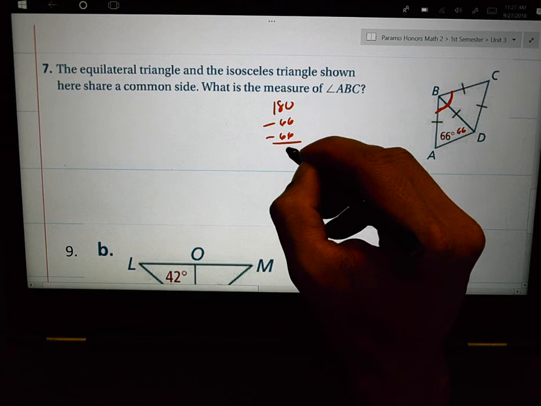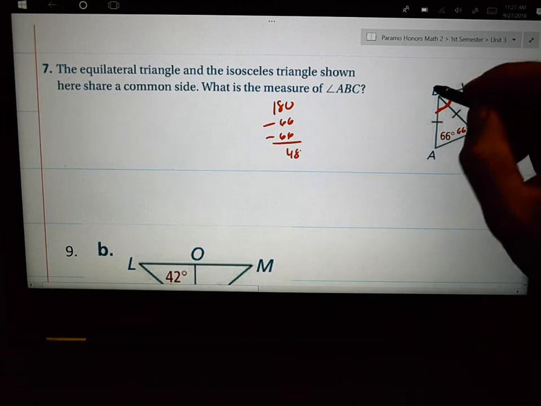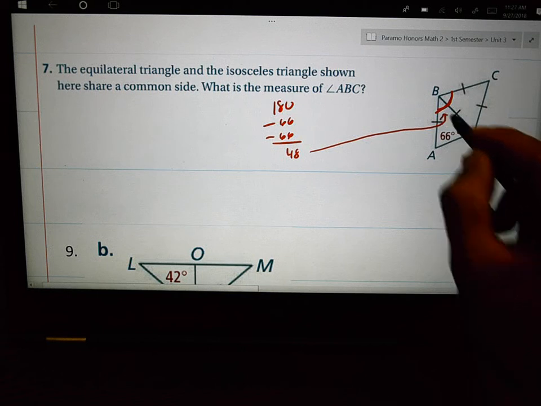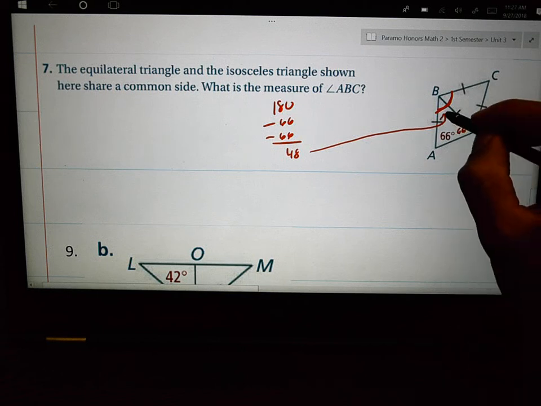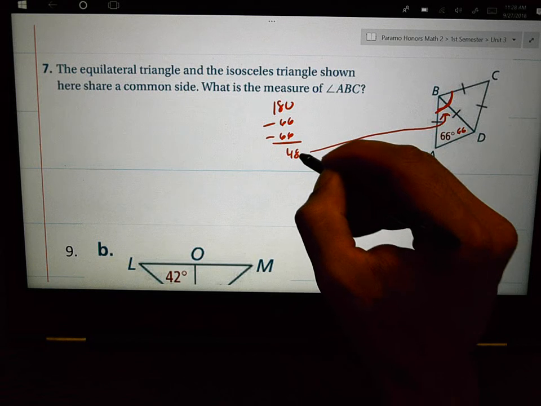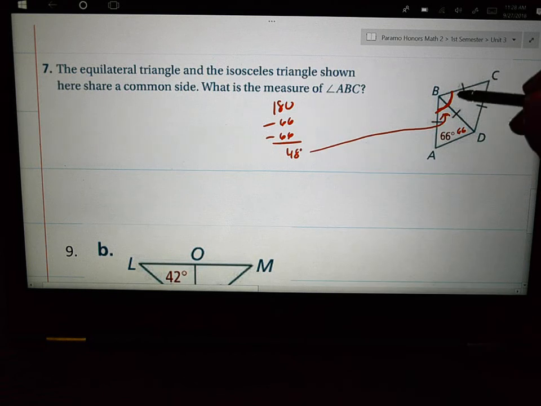So I know that the vertex angle has to be 48 degrees right here. It's half of that, not half. We don't know if it's exactly half or not yet, but I know that's 48 degrees. That's part of the angle. And then I see that these three sides are the same and it's equilateral. If it's equilateral, do you know how many degrees each angle is?